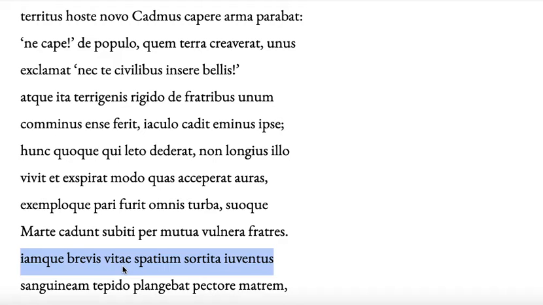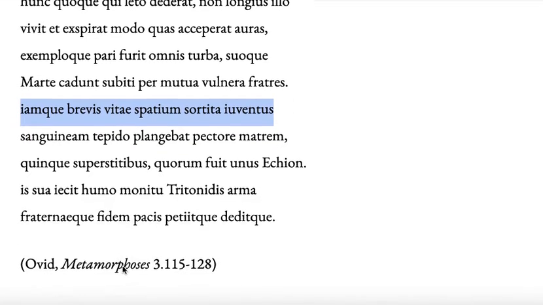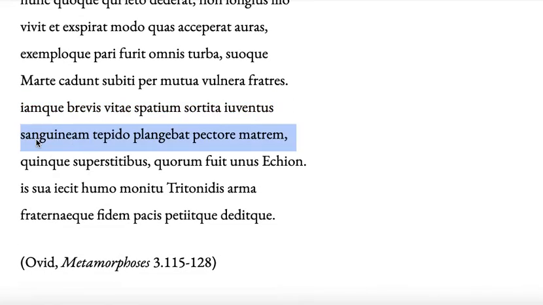So that whole phrase means, and now the youth, iamque juventus, having obtained sortita, a span, spatium, of brief life, brevis vitae. And then in the next phrase, sanguineam tepido plangebat pectorem matrem. So the youth, they're the subject, what were they doing? They were plangebat, imperfect. They were pounding, sort of beating on their, the object is sanguineam matrem.